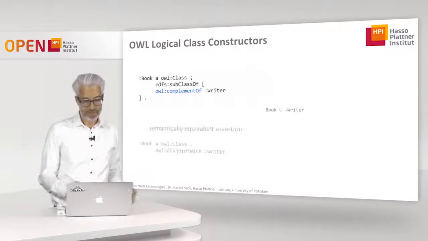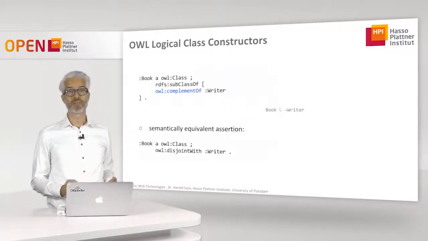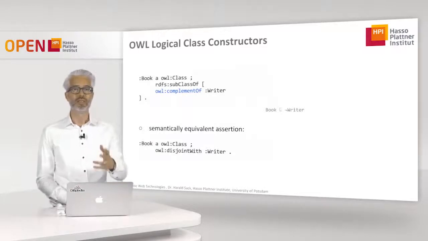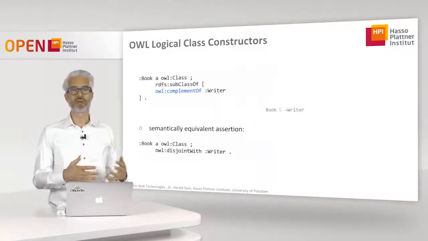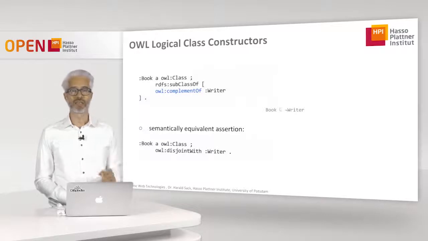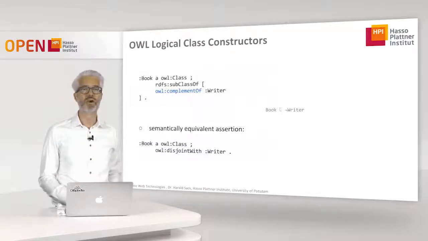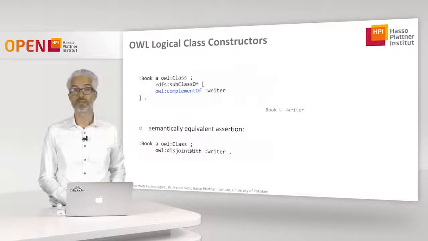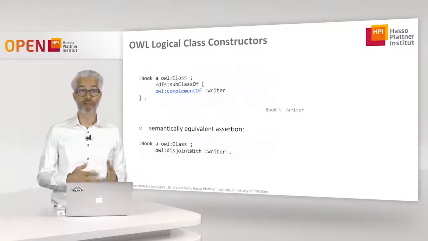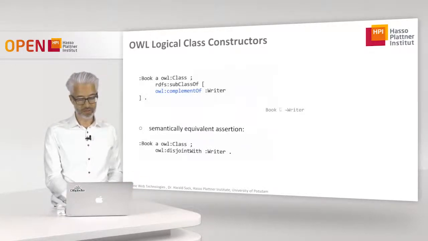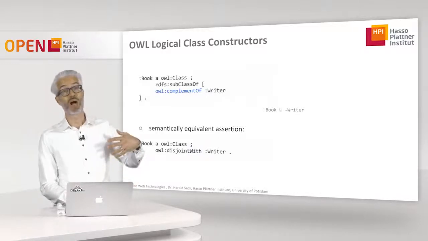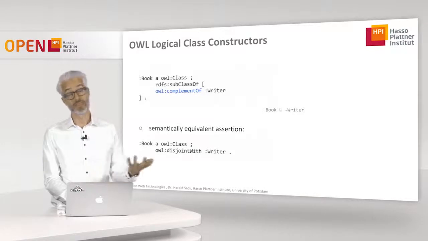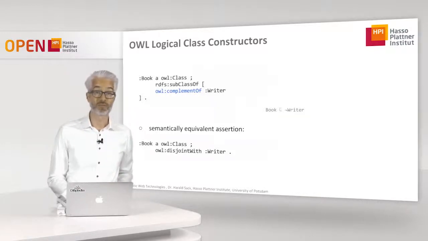So this expression, of course, is semantically equivalent to the expression that book is an OWL class and this is disjoint with the class writer. So you see there are equivalent assertions that can be made here with the help of that complement of expression or disjoint with when I combine classes with each other. So this gives us no higher semantic expressivity, this is only a similar or an equivalent expression.